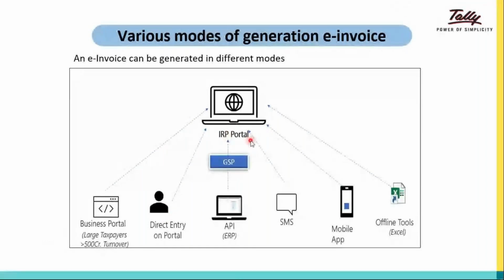portal. And next, business portal. Businesses with turnovers of more than 500 crores have their own business portal through which they upload their B2B and B2G in the IRP portal. So these are all the different modes through which you can generate e-invoice, and we will be following this one here, that is API, application program interface.